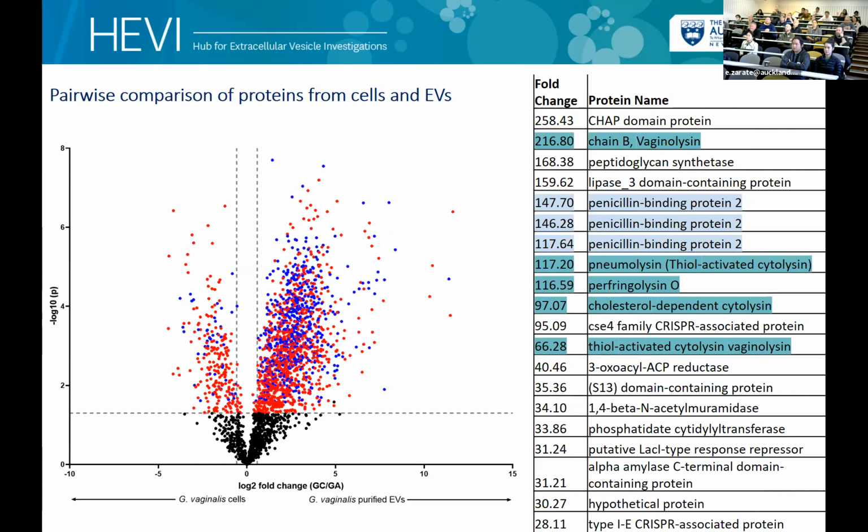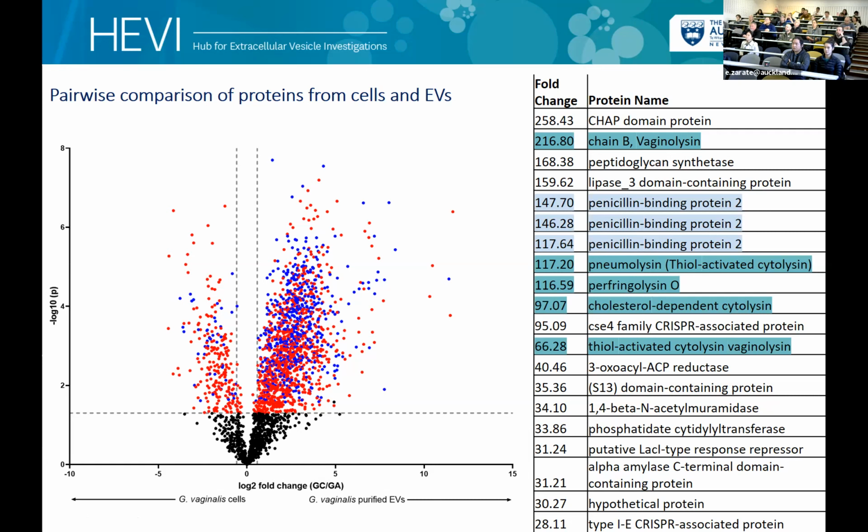We did the same comparison with the bad bacteria, and again here I'm highlighting the proteins that were highly abundant in the vesicles in comparison with the cells. These ones are mainly pore-forming toxins that are used by these bacteria to specifically lyse their target cells. So they use these proteins to attack the host and neighboring bacteria as well.